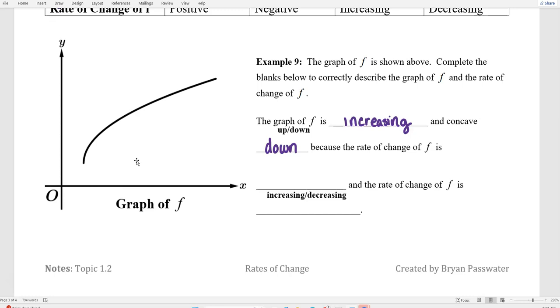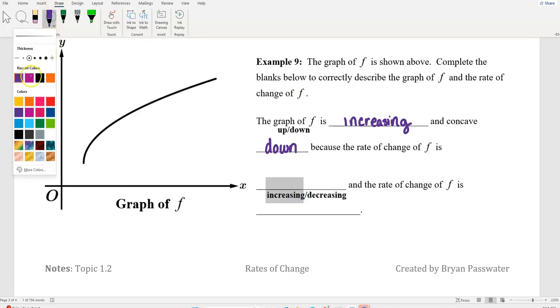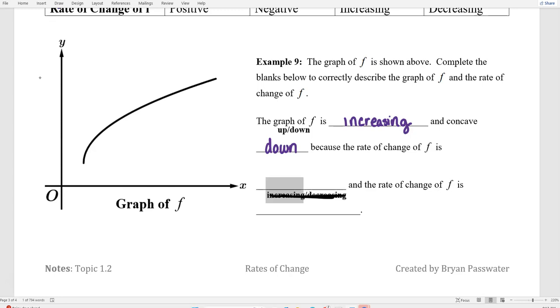Now we've got to justify that with rates of change because the rate of change of f is blank and the rate of change of f is blank. So in this first blank they're looking for increasing, decreasing. No, I think in that first blank they're looking, see this is confusing because I've messed it up where I didn't fix this where I moved things around. That increasing and decreasing is supposed to be down here. This blank right here is supposed to be positive or negative.